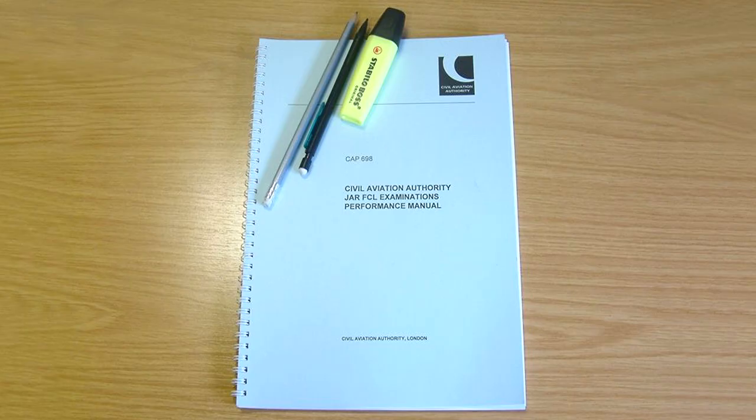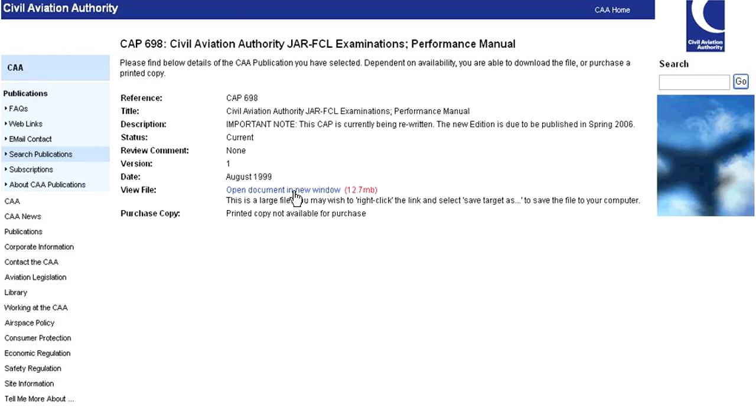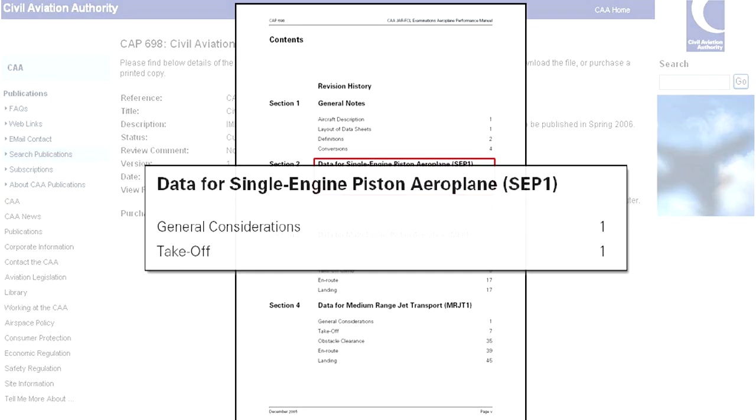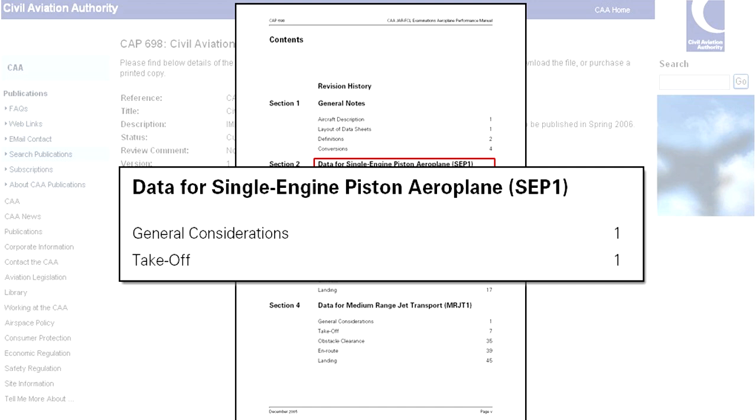However, most of these regulations can also be found within the CAP 698, which is issued to candidates in the ATPL theoretical examinations and should normally be issued to student pilots by their ground training organization. If you do not have a copy of the CAP 698, the document may be downloaded from the CAA website. In this first lesson, we will discuss the regulations which are associated with the takeoff phase of flight.